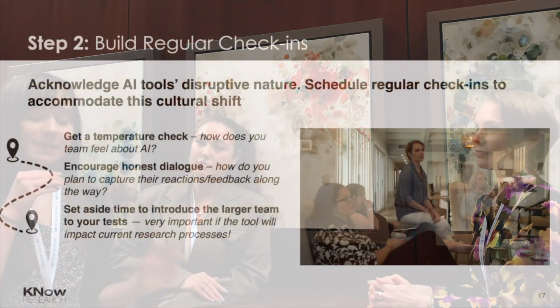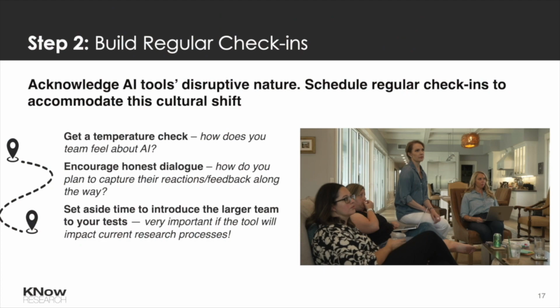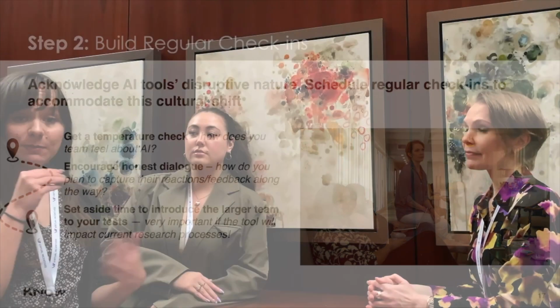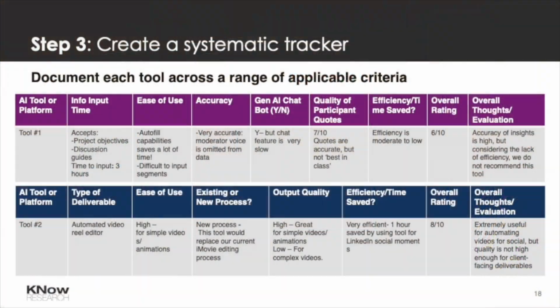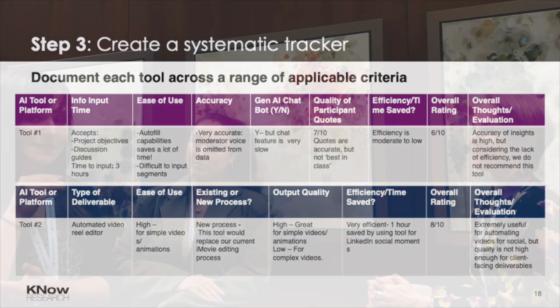And then moving into setting regular check-ins with your team. Something that should be done not only once, but multiple times, because you might find that sentiments about AI shift based on what part of the process you're actually testing. Then you want to move into making a systematic tracker, and that will look different if you're creating one for testing AI tools for content creation versus analysis, and comparing the tools apples to apples. It's really helpful for adoption maybe down the line.